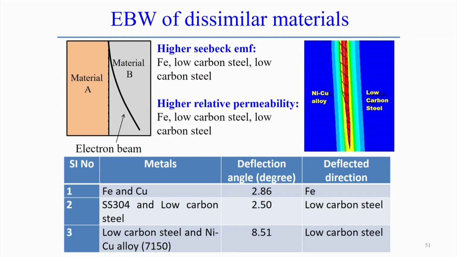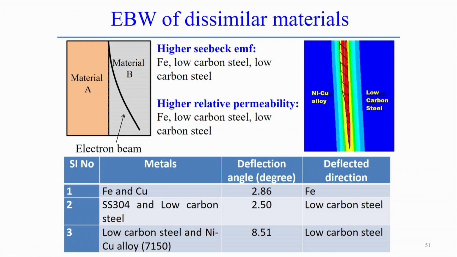So, we have analyzed the combination of these 3 materials, and if we roughly estimate the deflection angle, if we look into this figure, the beam is deflected towards material B. So, during the dissimilar combination of materials, it is important to know in which direction the beam will be deflected, whether towards material A or towards material B.